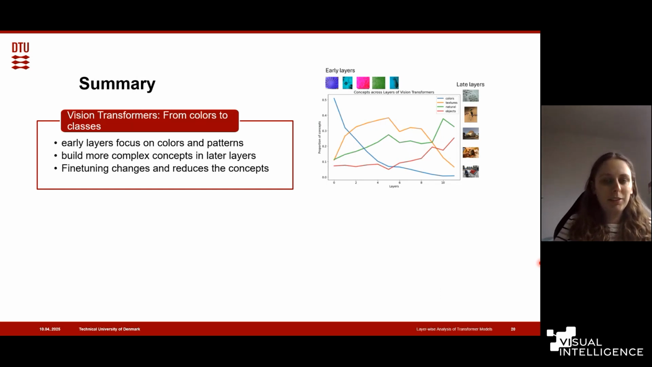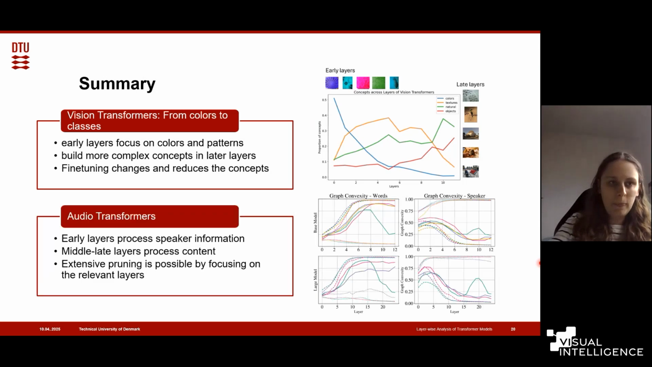So let's get to a quick summary. In vision transformers, we found that they go from colors to classes. Early layers focus on colors and patterns, and then they slowly build up more complex concepts in the later layers. And with fine-tuning, the concepts change and the number of concepts also reduces. And in audio transformers, we find that early layers process speaker information, while middle layers process content and word information. And we can prune extensively by focusing on the relevant layers and still keep performance or even improve performance.